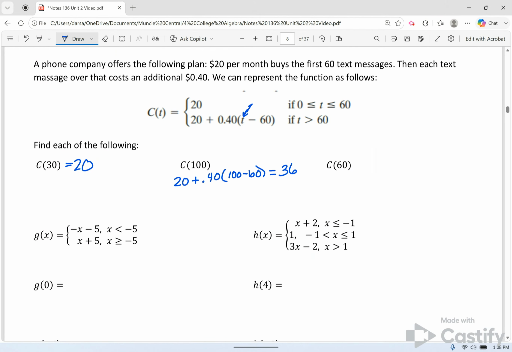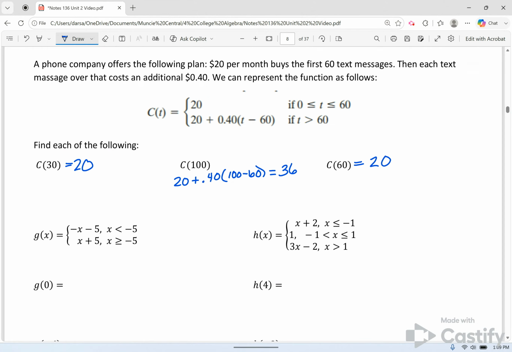because I did more than 60 texts and I paid that 40 cents per text. All right, now the hardest one is often the one where it breaks. So notice how 60 is involved in both of these. So what would C of 60 be? Which equation should we work in? Well, this is where we have to pay attention to the less than or greater than or equal to's. So as long as you're up to and including 60, we're going to be okay. So you can send up to 60 texts and it's only going to cost you $20. So we would plug into that first equation.